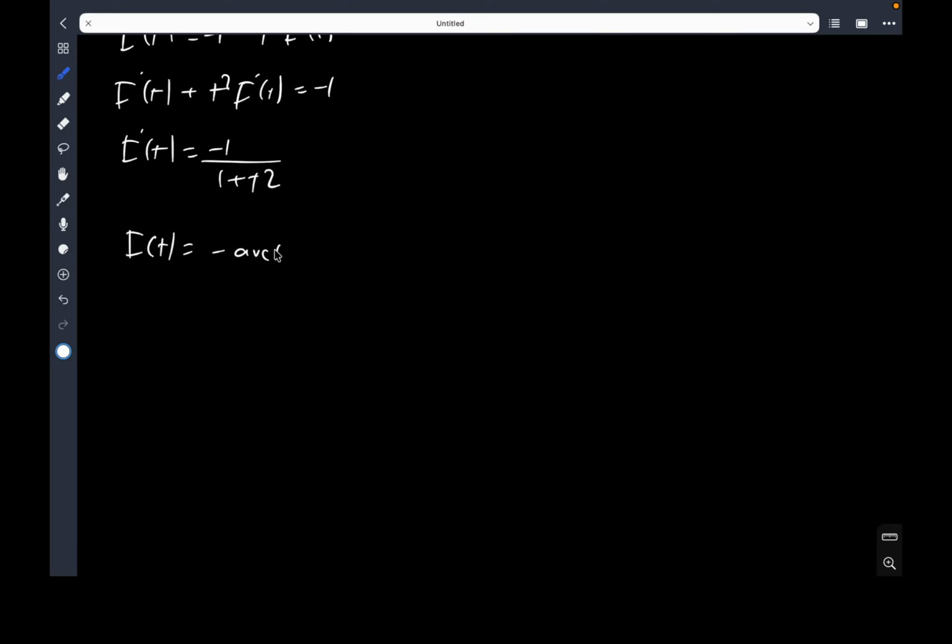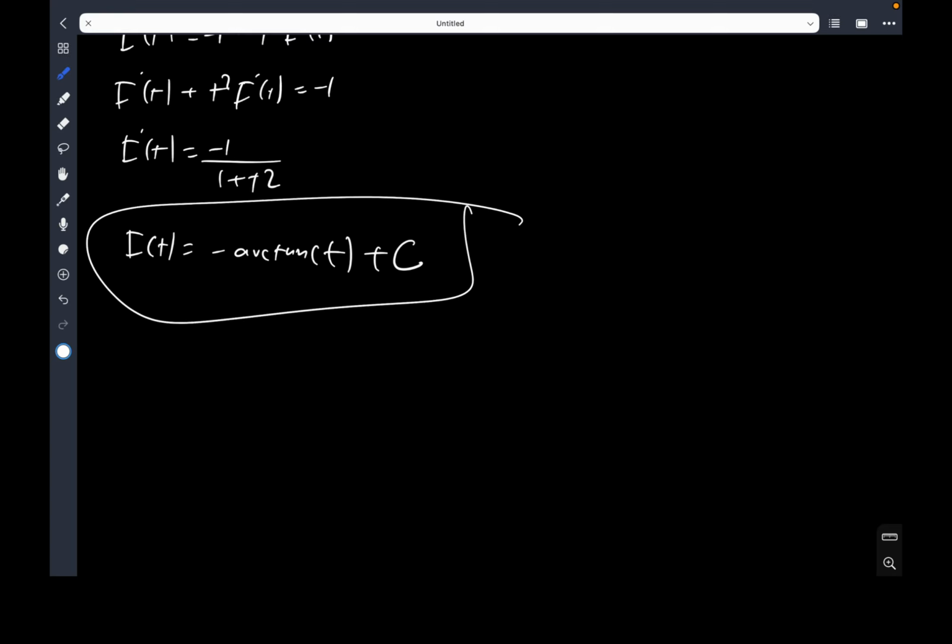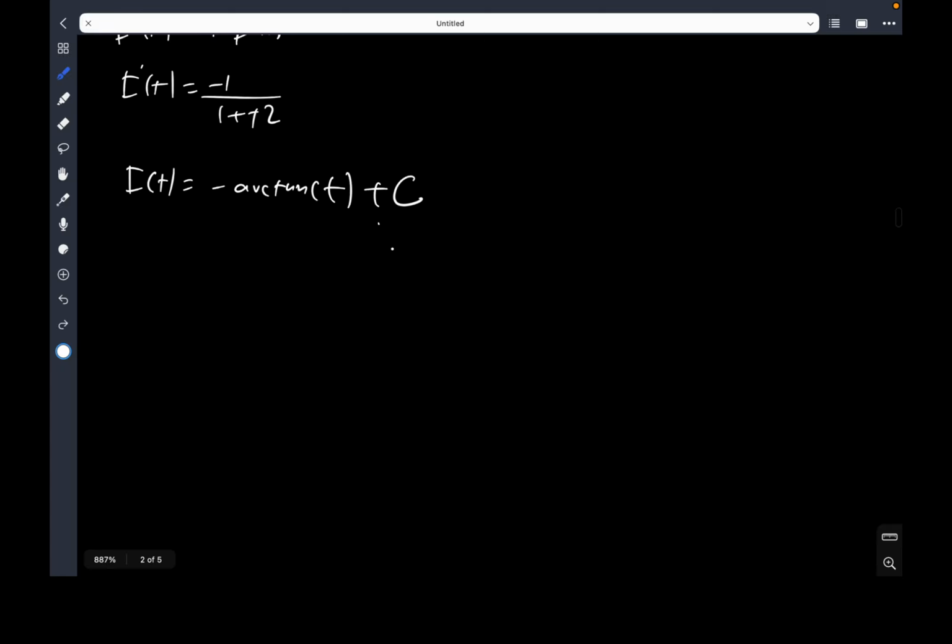So negative arctan of t, sorry, I meant to say t, plus c, some constant of integration. Now, this constant here is very important. It is more important than the previous ones. Thus, I'm going to be needing to find this constant using some limits.